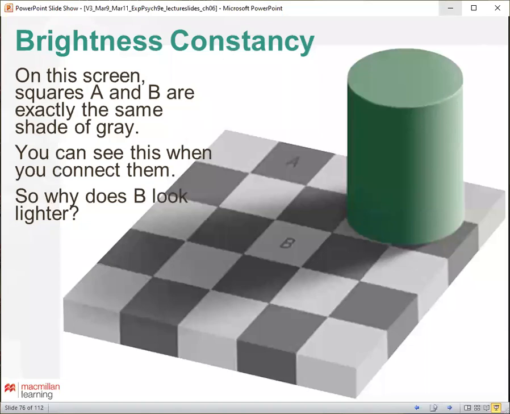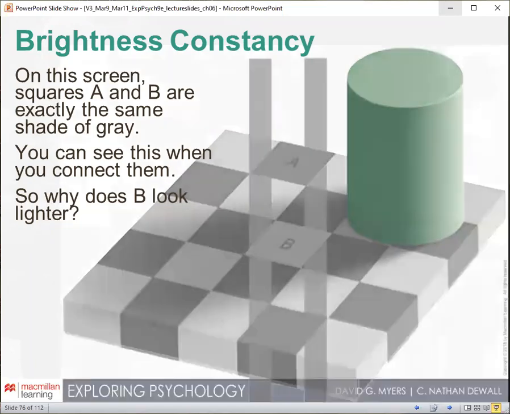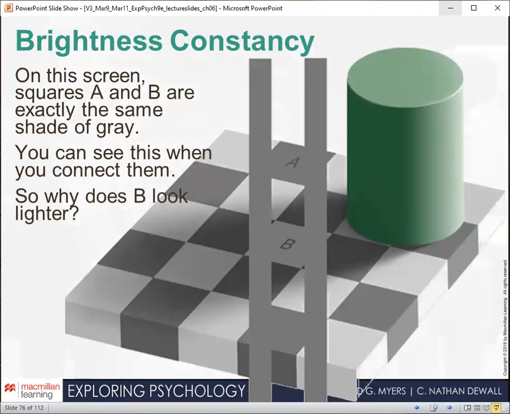Brightness constancy. On this screen, the squares A and B are exactly the same shade of gray. You can see this when you connect them like so. So why does B look lighter? So basically it comes to some things like this.